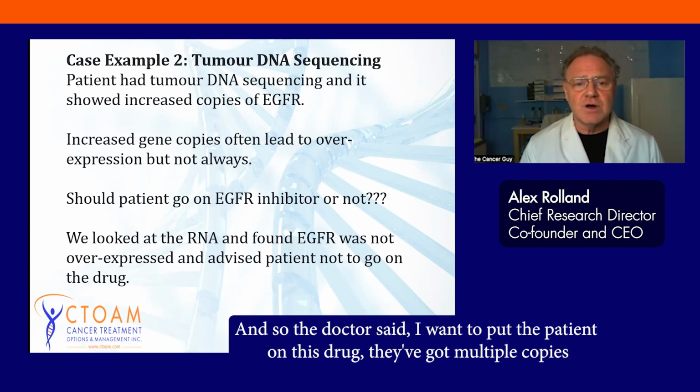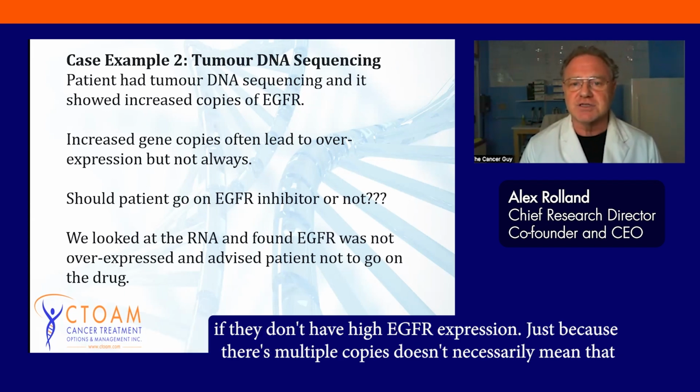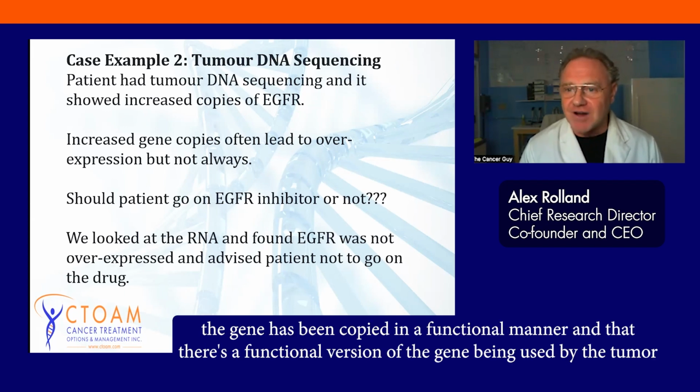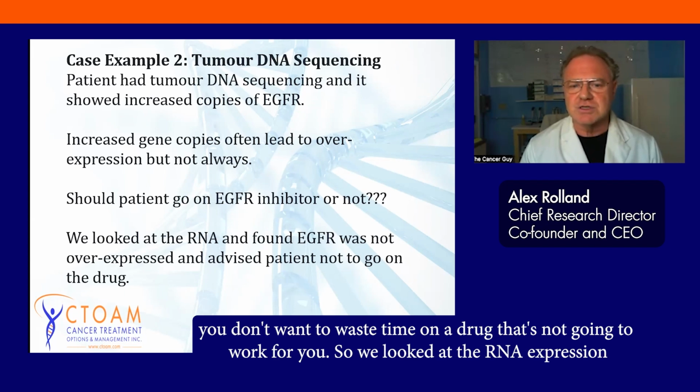And so the doctor said, well, I want to put the patient on this drug. They've got multiple copies. And so I said, well, let's make sure that they actually do have expression of it, because there's no point putting the patient on the drug if they don't have high EGFR expression. Just because there's multiple copies doesn't necessarily mean that the gene has been copied in a functional manner and that there's a functional version of the gene being used by the tumor. So, should the patient go on an EGFR inhibitor or not? These drugs do have some side effects. And of course, you don't want to waste time on a drug that's not going to work for you.